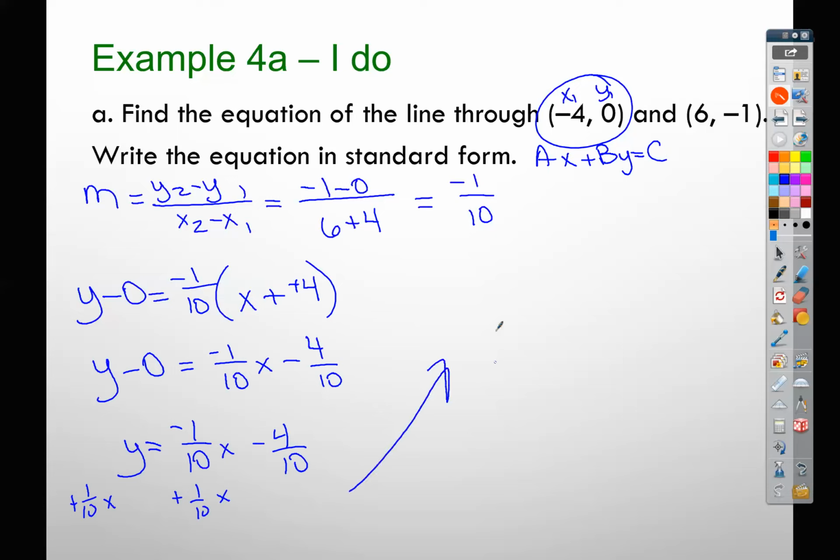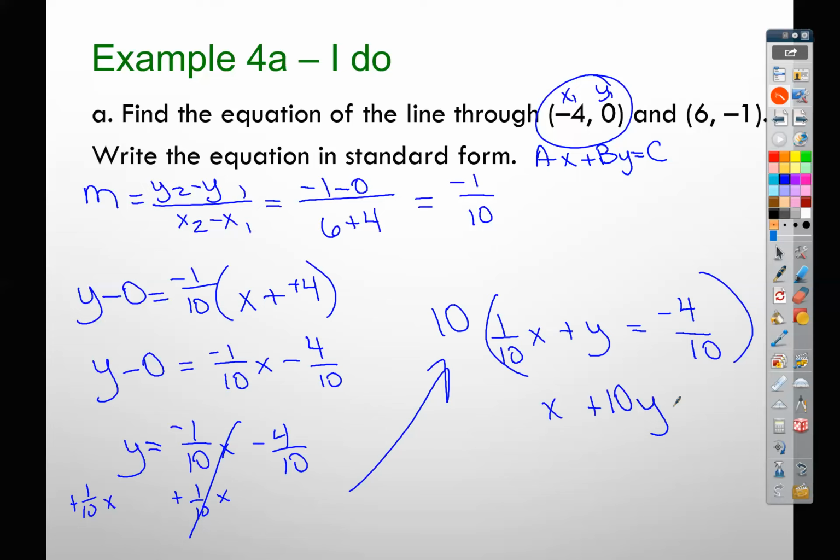Okay, so I'm going to take this up here. So I get 1/10 x plus y equals -4 over 10. And remember, you cannot have any fractions, so multiply the whole thing by the least common denominator. So I get x plus 10y equals -4. And that is my final answer.